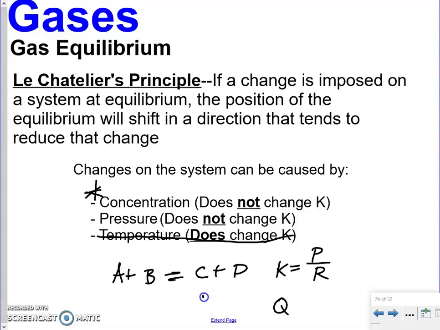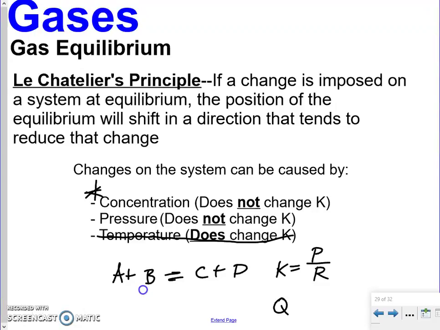Same with our product side. If I was to increase a product, it would be increasing our numerator. It's going to shift towards our reactants to get back to K. Same idea if I was to take away a product, our numerator would be too small, so it would have to shift that way. If I take away a product, it's going to have to create and shift towards that product. If I add a product, it's going to shift away and create our reactants.